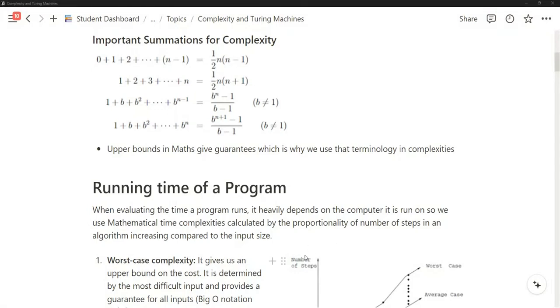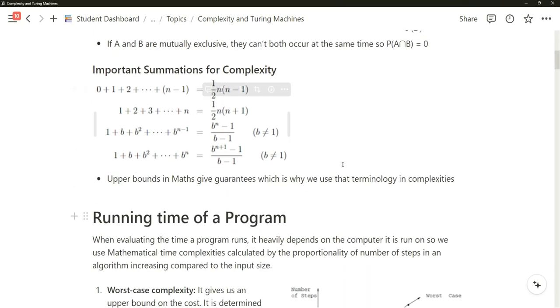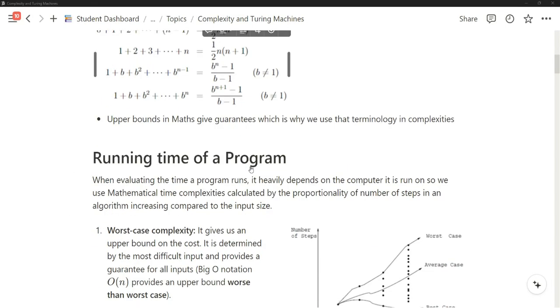So, complexity and TOC, slightly different to how we want to lay things out compared to DSA. But basically, the first things you've got to know are some of the summations they gave us on the slides. They won't give us these summation formulas because we're not getting a formula booklet, so make sure you remember those. If you want to screenshot now, you can. Otherwise, I'm just going to move on to this bit.